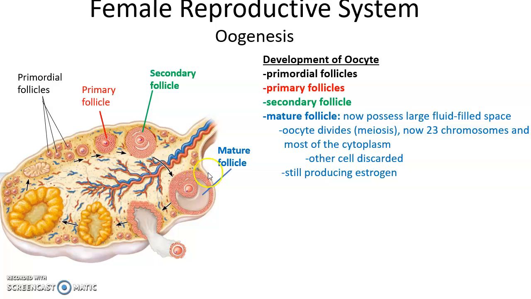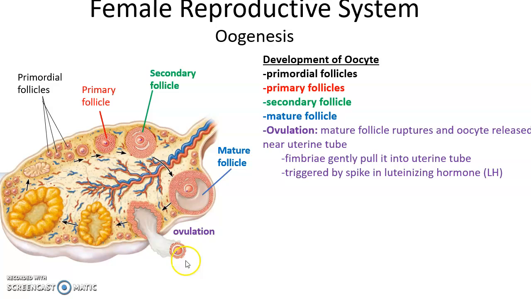And then eventually the secondary follicle will become the mature follicle. The mature follicle has a large space filled with fluid. The oocyte at this point will now divide. We'll go through the first division of meiosis, leading to an oocyte with 23 chromosomes and most of the cytoplasm. The other cell that has 23 chromosomes and very little cytoplasm is discarded, and of course estrogen is still being produced.